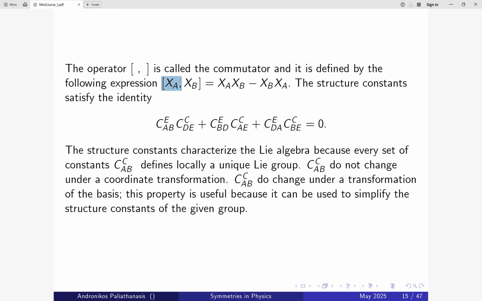As I expressed now, it is defined by this, and the structure constants satisfy the identity. The derivation of the structure constants is essential when we have a specific Lie algebra, since they characterize the Lie algebra, because every set of constants defines a group locally and uniquely. The structure constants do not change under coordinate transformations, however, they do change under a transformation of the basis. This property, the last one, is essential because it can be used to simplify the structure constants of a given group. And we will use this later in an example.